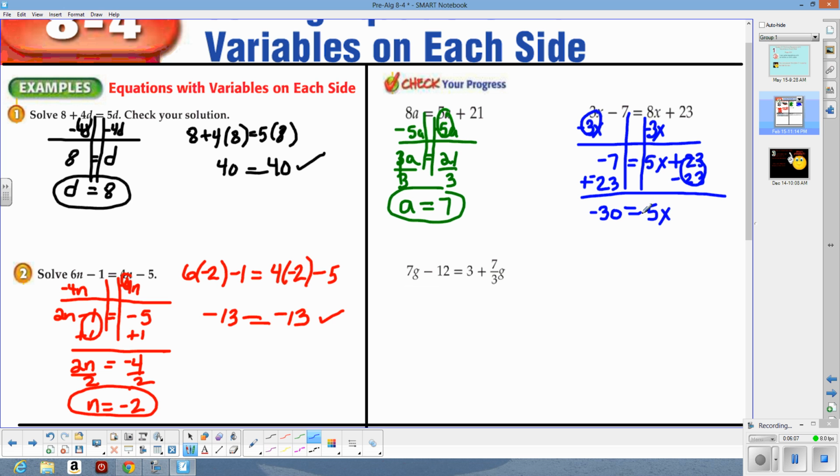Now to get x by itself, we're going to undo the multiplying by 5 by dividing both sides by 5. 5 divided by 5 is 1. 1 times x is x. And on the other side, negative 30 divided by 5 is negative 6. So we have x equals negative 6. Once again, you can plug that back into both sides of the equation, do the math, and the two sides should equal each other. Our last example like that is a little bit trickier because of the fraction.